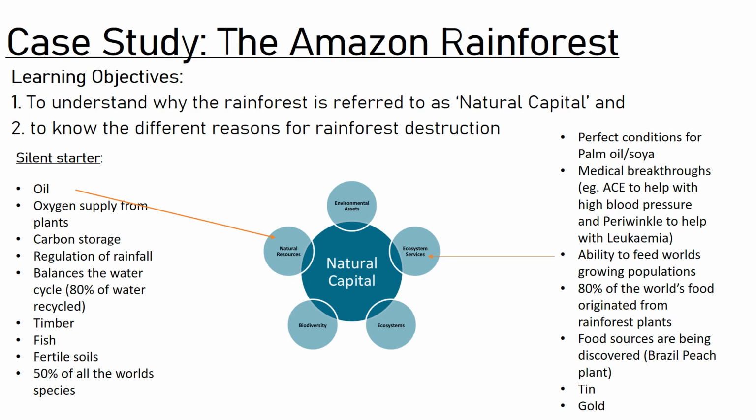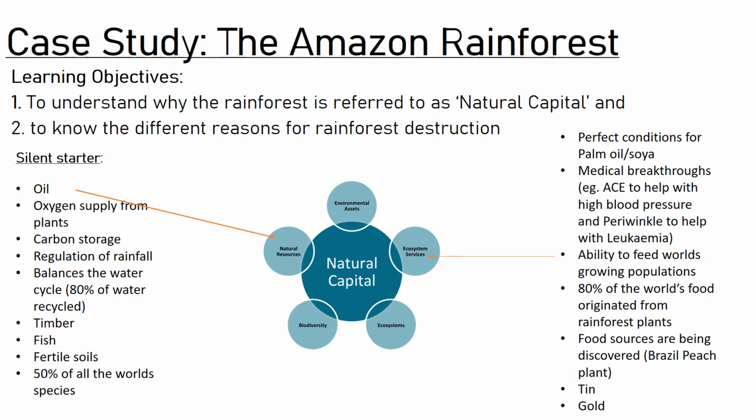Okay, so this one, it's kind of up to you here, but this is the learning objective for today. So we're going to understand why the rainforest is referred to as natural capital. The next part of the learning objective we'll do next lesson. So natural capital just means why it's of natural importance, but why that natural importance actually is quite important for the economy as well. So basically, the rainforest has environmental assets.